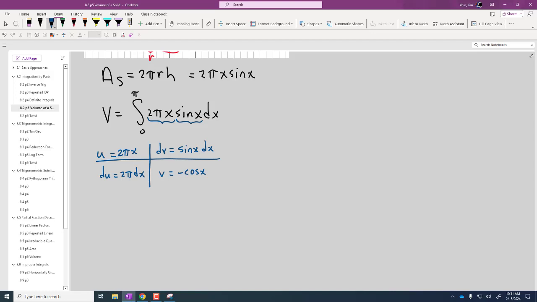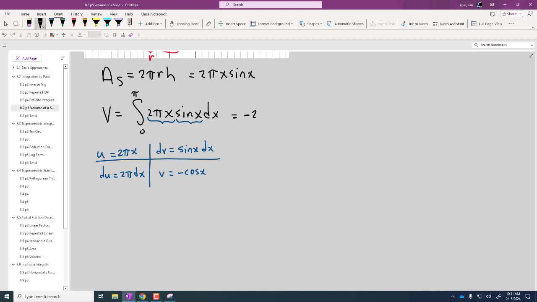So how does that little integration by parts table look? Does that look right to you? Everyone see how the derivative is just the constant in front of the x. Integrating sine is negative cosine. And now we can go with our ultraviolet voodoo.